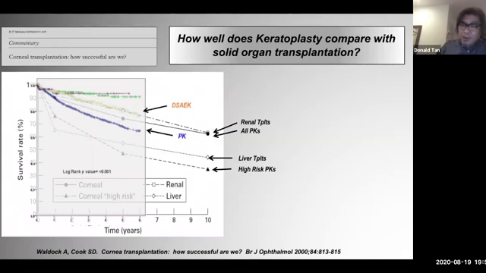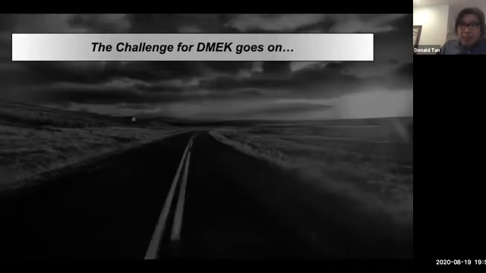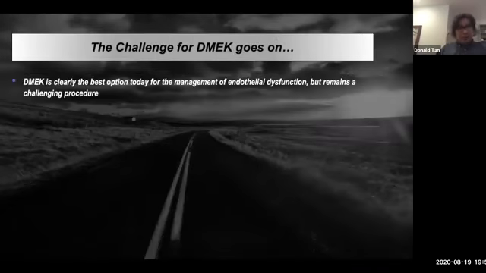That's DSEK, which is not much different from our renal transplant patients. This is DALK and DMEK. So I think for the first time, DALK and DMEK can be better corneal transplant procedures compared to solid organs. That's why we should be doing DMEK. So I think the challenge for DMEK goes on. DMEK today is probably the best option when we can do it for endothelial dysfunction, but remains challenging.